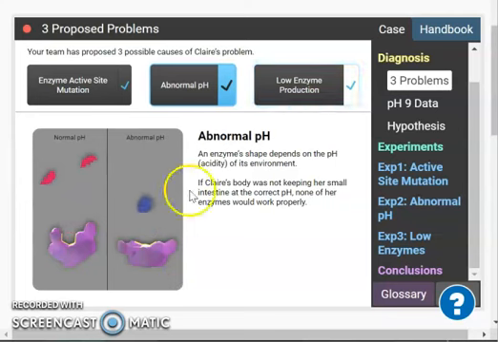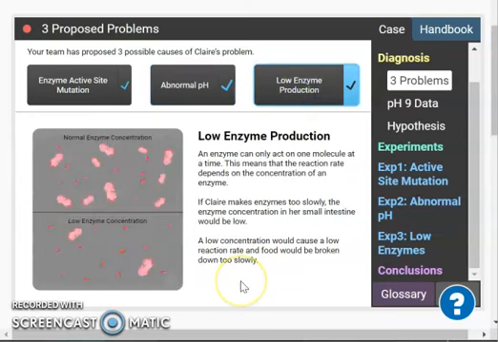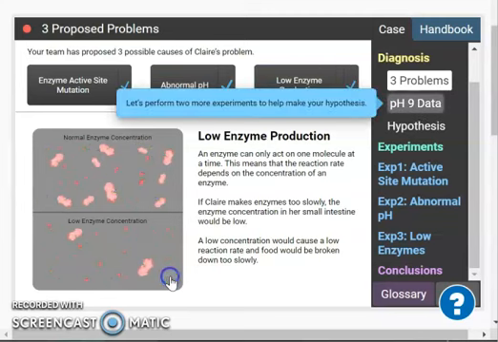Finally, let's take a look at the possibility of low enzyme production. An enzyme can only act on one molecule at a time. This means the reaction rate depends on the concentration of enzyme. If Claire makes enzymes too slowly, the enzyme concentration in her small intestine would be low. A low concentration would cause a low reaction rate, and food would be broken down too slowly.